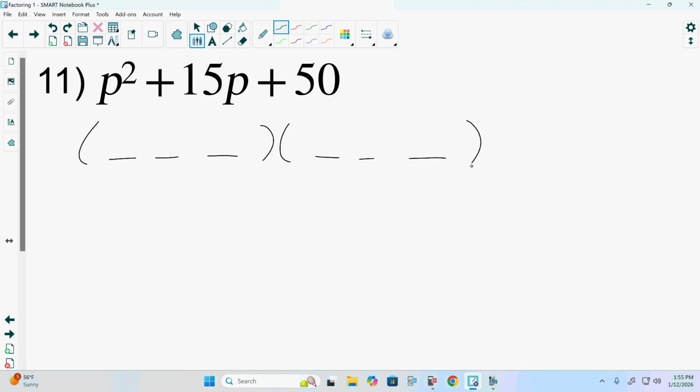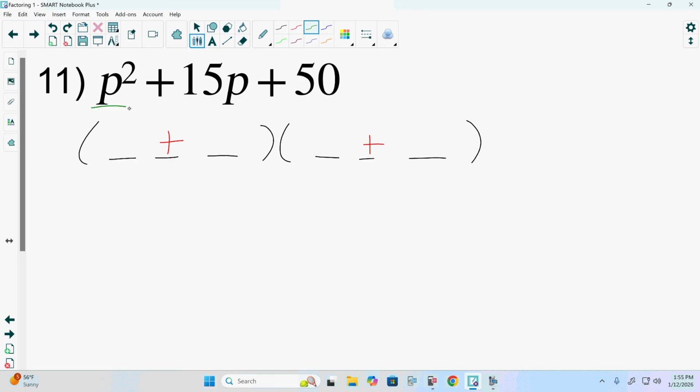So for this one here, there is no greatest common factor. So we'd have 2 sets of parentheses with 3 spaces. What would our signs be? Positive and positive. Since the third term is positive, the signs are the same, match sign of the middle term, plus and plus.